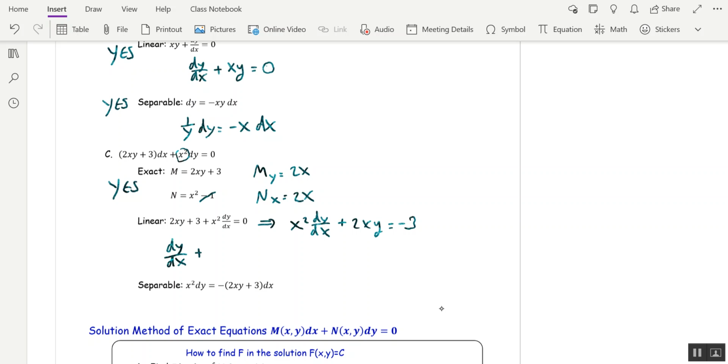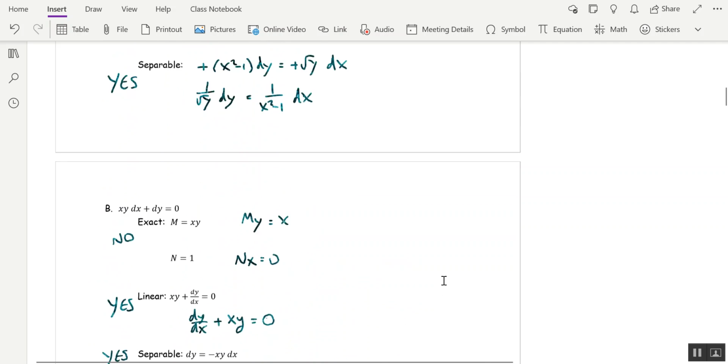plus 2y, let's see, if I divide by x squared, I'll get 2 over x times y. So my p of x is 2 over x, and the right side equals negative 3 over x squared. So that's a yes. Is it separable? Unfortunately not. There's no way I can get my y's over here and my x's over here because of that plus 3. So not separable. All right, so that's question 1.